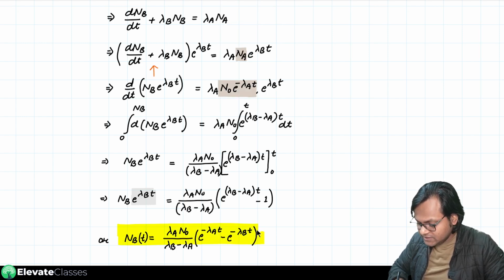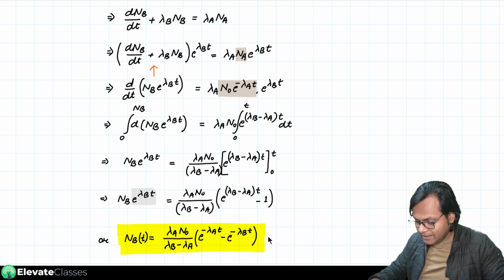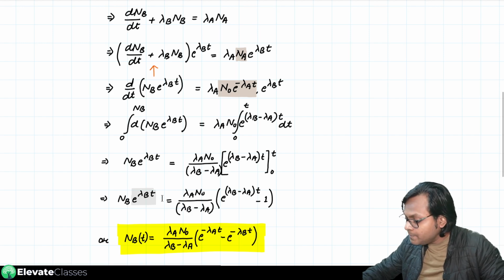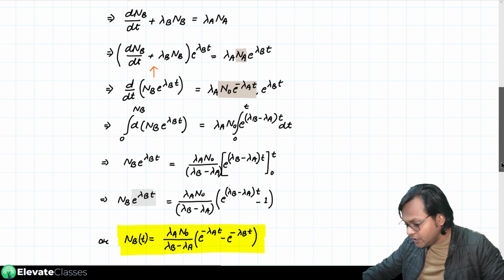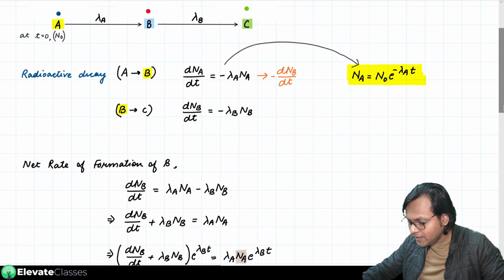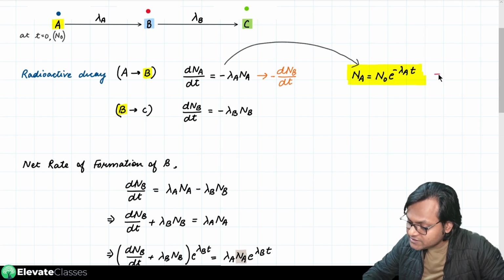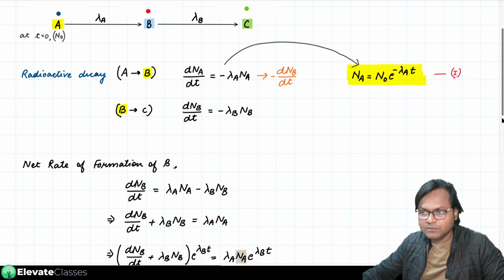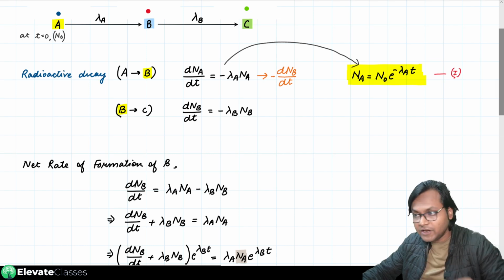Okay. This is the number of intermediate radioactive nuclei at any given point in time. And this one is the number of radioactive nuclei of the original parent nuclei. So this is, let's suppose, the parent nuclei at any given point in time. Clearly it follows the radioactive decay law, so it exponentially decays, right?